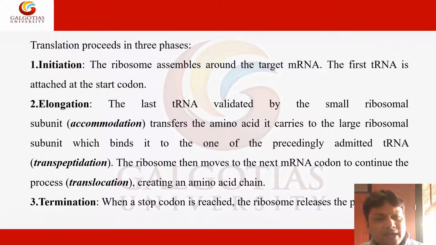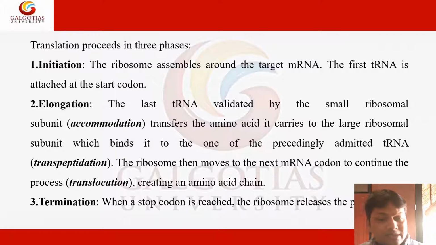In the initiation step, ribosomes assemble around the target messenger RNA, and the first transfer RNA is attached at the start codon. In the elongation step, the incoming transfer RNA is validated by the small ribosomal subunit, which is called accommodation, and the amino acid it carries is transferred to the large ribosomal subunit and bound to the previously admitted transfer RNA.